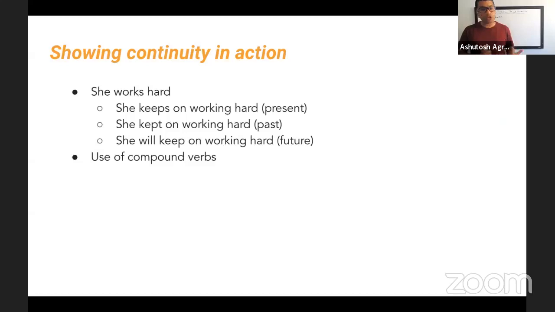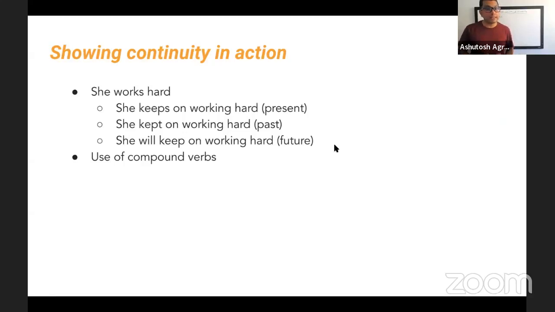Imagine you have a simple sentence like "she works hard," a very simple sentence written in the present indefinite tense. Most of you know how to say it in Hindi. But imagine you have a scenario where you have to show continuity, that she keeps on working hard, which is continuing in the action. It's not "she works hard" in a generic sense, but "she keeps on working hard."